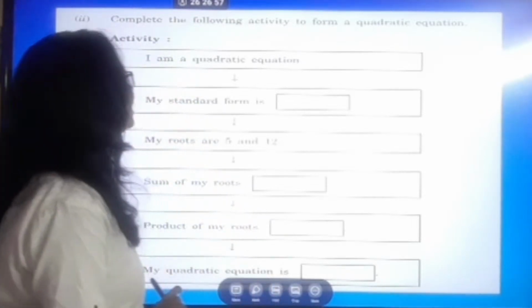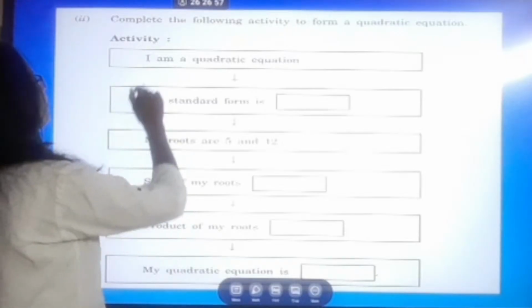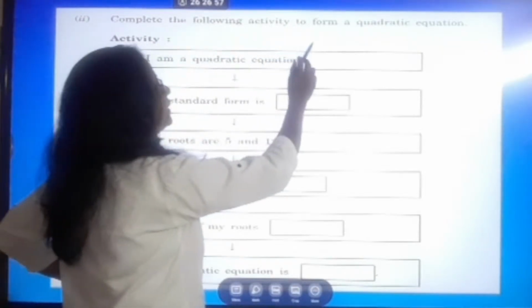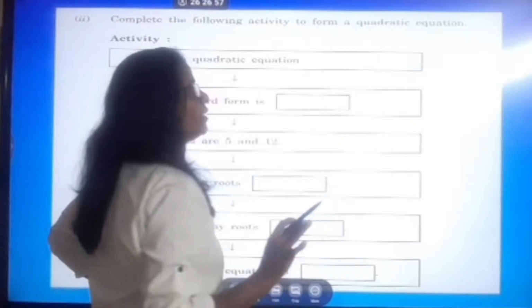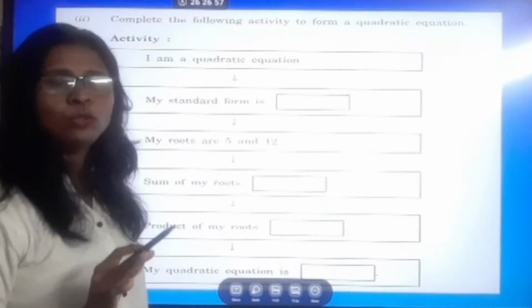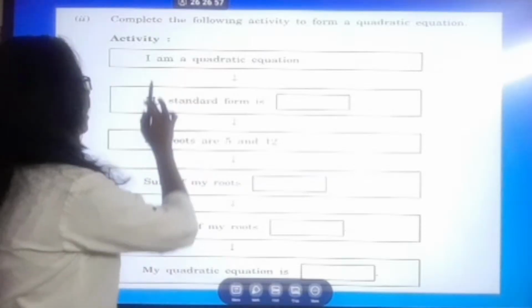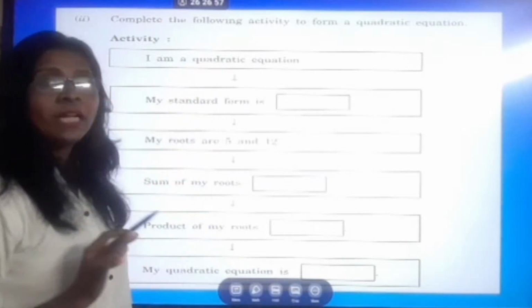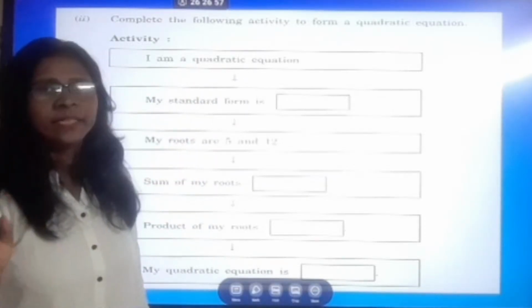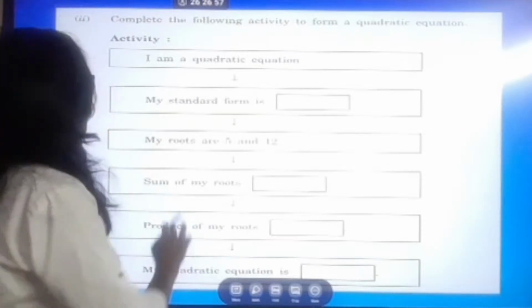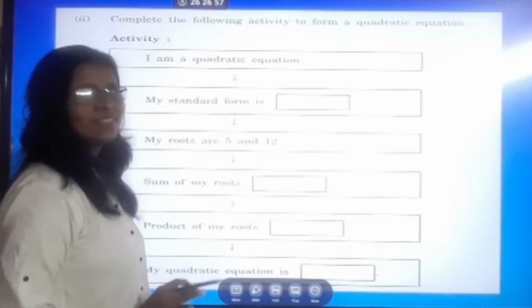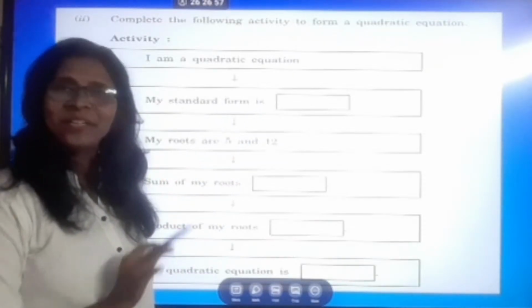So carefully read that activity: complete the following activity to form a quadratic equation. Yes, we want to form a quadratic equation. Then the activity says: I am a quadratic equation. My standard form is.